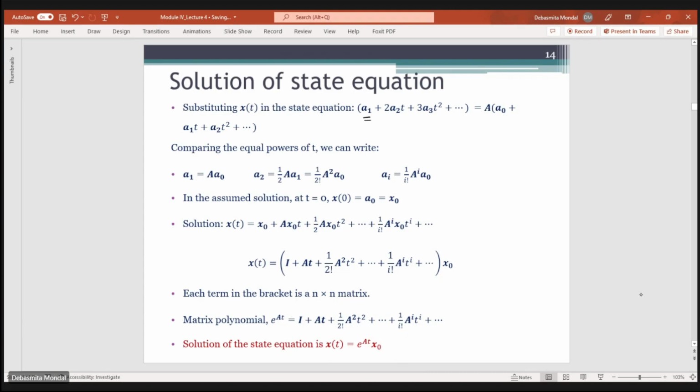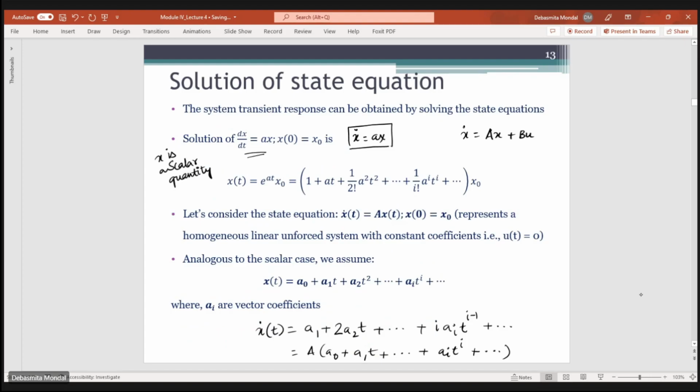Similarly, a2 will be equal to half of A into a1, and if you substitute a1, it will be 1 by 2 factorial A square into a0. Similarly, ai will be equal to 1 by i factorial A to the power i into a0, right? And if you assume that at t equals t0, it is given that the value of x is x0, so we can simply write that x of 0 will be equal to a0. So all these other terms become equal to 0. So this is nothing but x0.